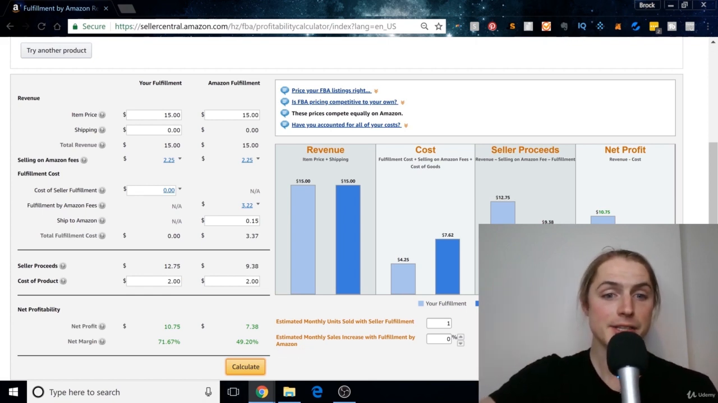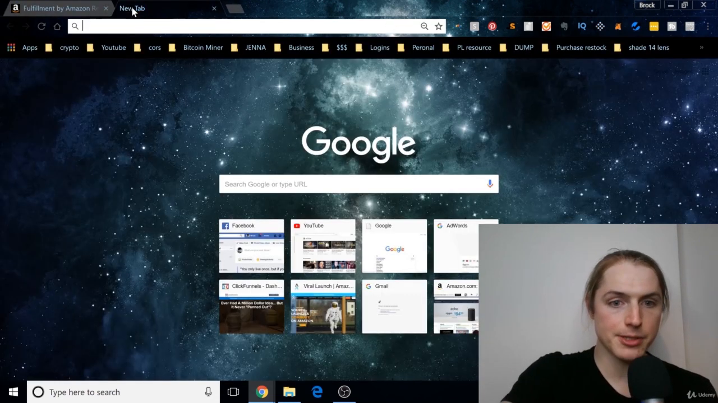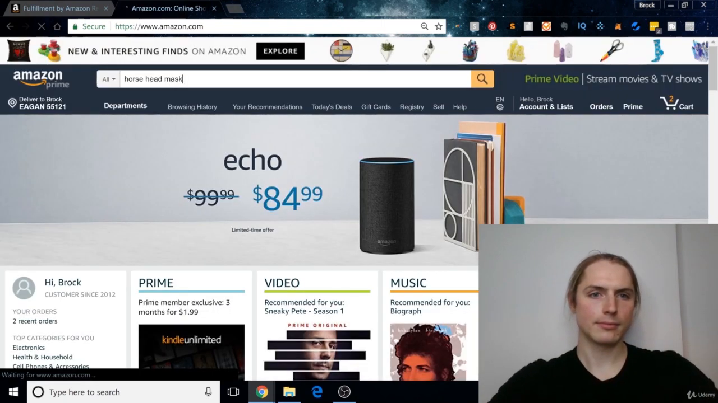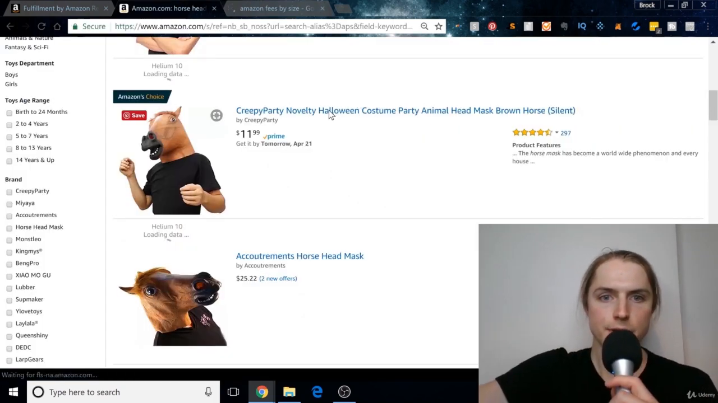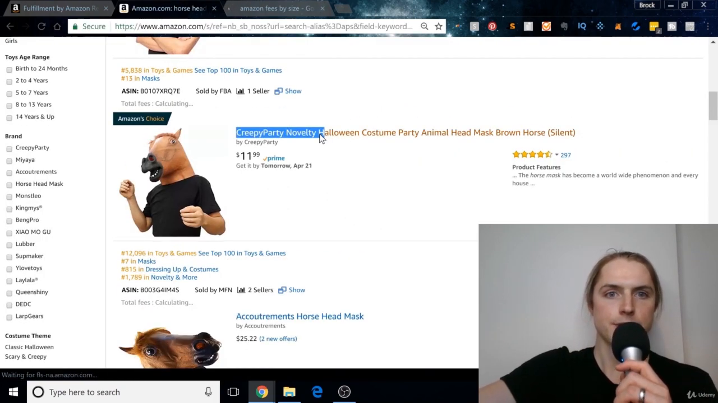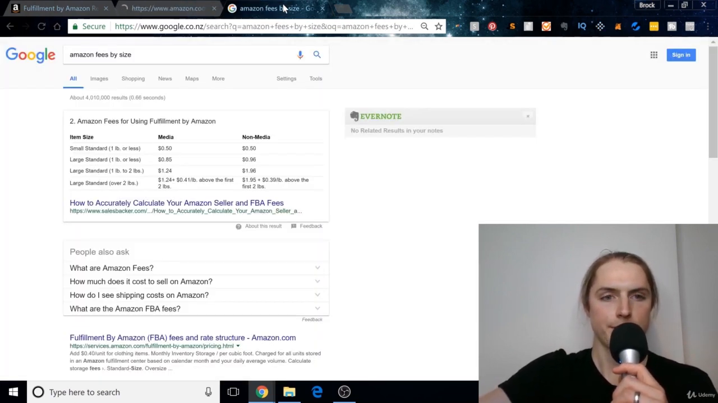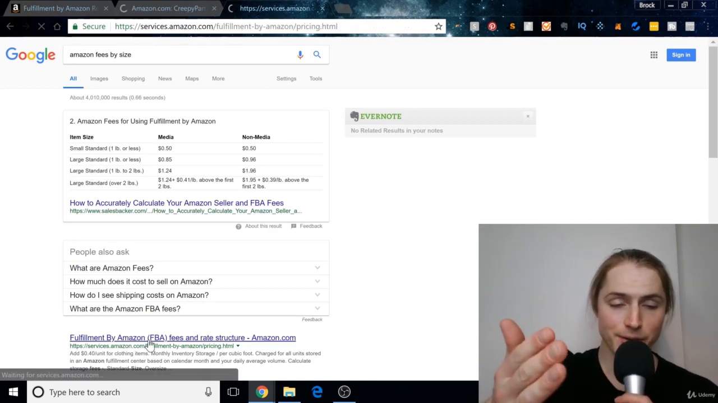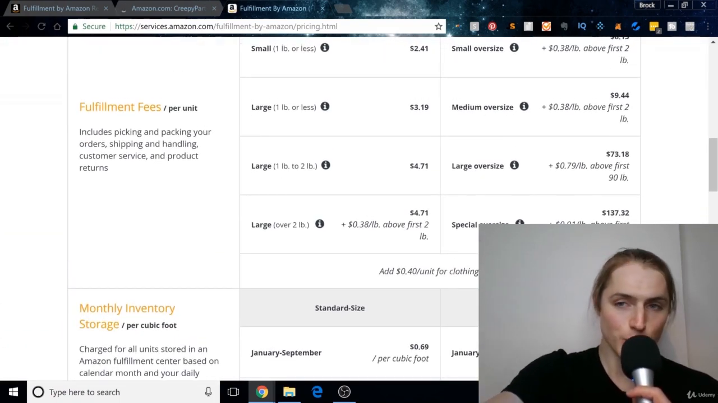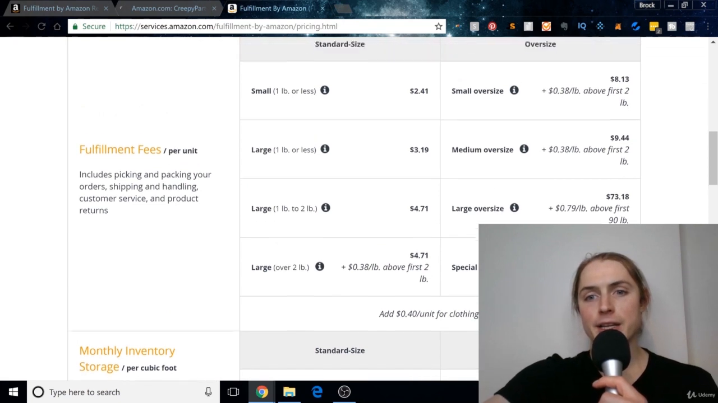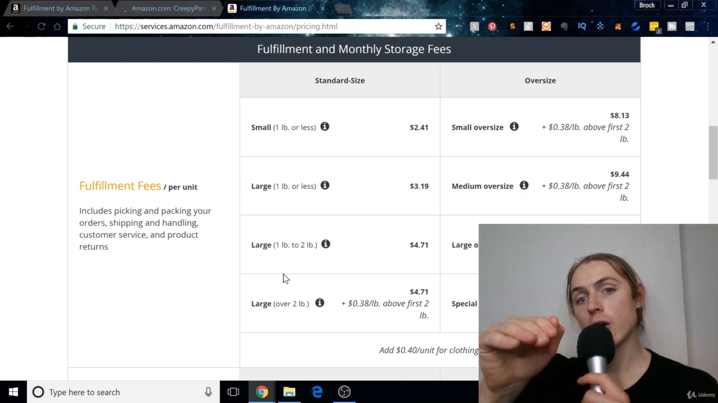So, this is how you use the tool. You can also do it when you're using Viral Launch, I believe. So if we go to Amazon, we look up the horse head mask. Creepy party man. So we take this one. You should be able to, when we click on, okay, and then we click FBA fees by size. All right, so this link is going to show us the fees by size. So we will link this down below, but this will show you need to really pay attention to these sizes and when they update, because this can make or break your business.